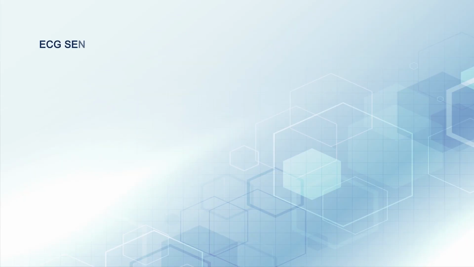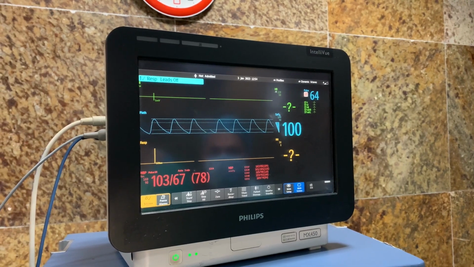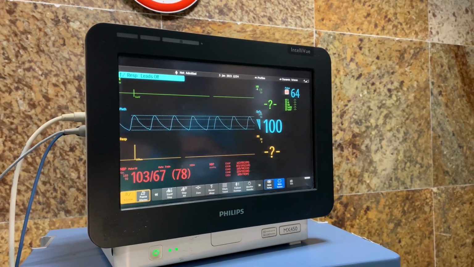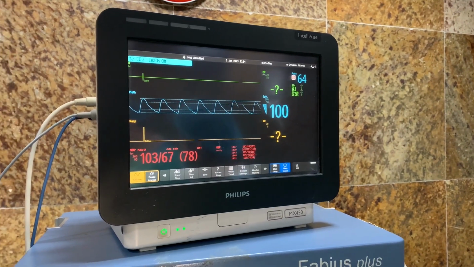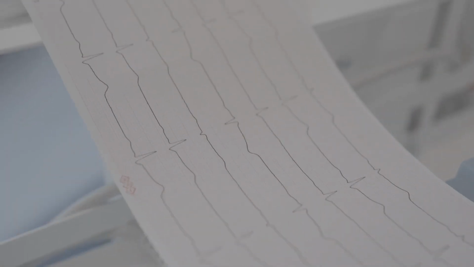functionality. An ECG, electrocardiogram sensor, is a medical device used to measure and record the electrical activity of the heart. It is a vital tool in cardiology and is widely employed in medical settings and even some consumer wearable devices. The ECG sensor detects the electrical signals generated by the heart's muscles during each heartbeat and converts them into a visual representation known as an electrocardiogram.